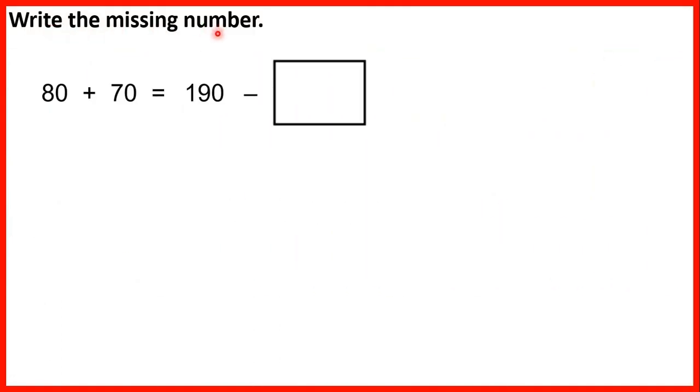Write the missing number. 80 plus 70 equals 190 minus what? So we need to remember here that both sides of the equal sign need to be numbers of the same value. So on this side we have 80 plus 70. That's 150, because 8 plus 7 is 15, but here we're adding multiples of 10, so our answer needs to be a multiple of 10, a number with a 0 on the end as well.